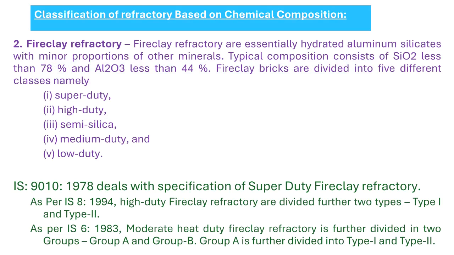Next, let's talk about fire clay refractories, one of the most widely used refractory materials worldwide. Fire clay refractories are essentially hydrated aluminum silicates. In simple terms, they are made from a combination of aluminum oxide and silicon oxide, along with small amounts of other minerals. The typical composition is less than 78% silica and less than 44% alumina. This balance gives fire clay refractories excellent thermal properties and good chemical stability.